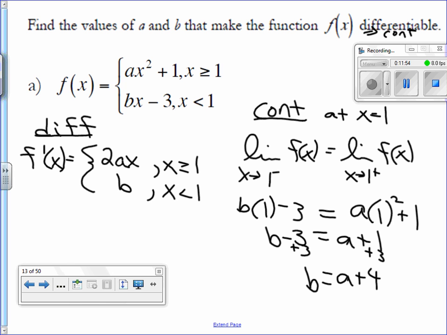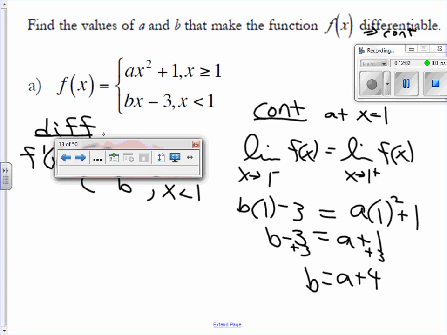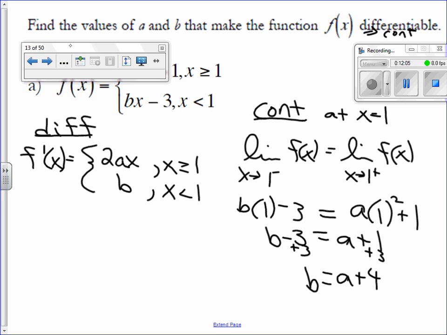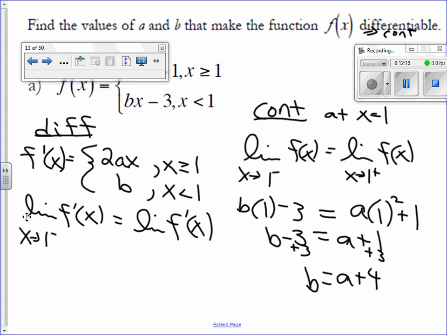Now, the fact that they told us it's got to be differentiable there, we know that the slopes coming from either side are going to be the same. So we don't have to just get them separately and then check if they're equal. We know they're equal. We know that the limit of f prime of x as x approaches 1 from the left has to equal the limit of f prime of x as x approaches 1 from the right.